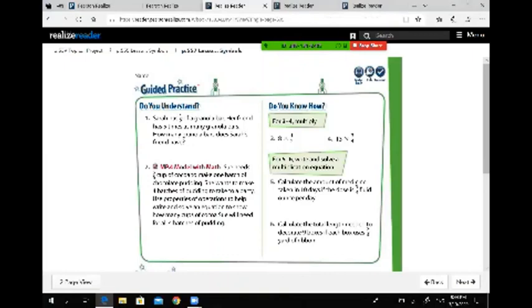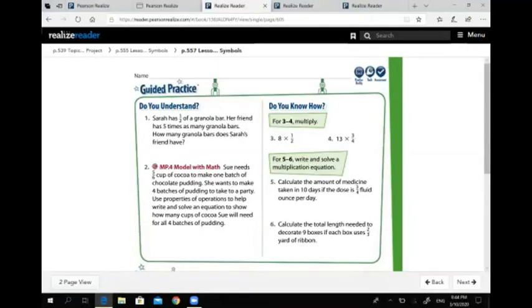Page 557. We have here some questions. Let's solve number 1. Sarah has 1 over 2 of a granola bar. Her friend has 5 times as many granola bars. How many granola bars does Sarah's friend have?